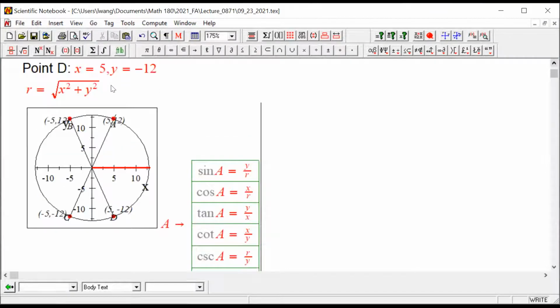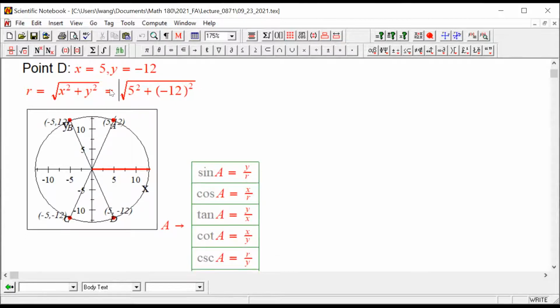For point D, what I want you to do is go through these radicals. Understand you are reviewing those basic maths that we need to review, and you still go through the process with the proper expression. You need parentheses for the negative 12. So 5 squared is 25 and negative 12 squared is 144. You do this a couple of times and that's how we get better. Now this is going to be the square root of 169.